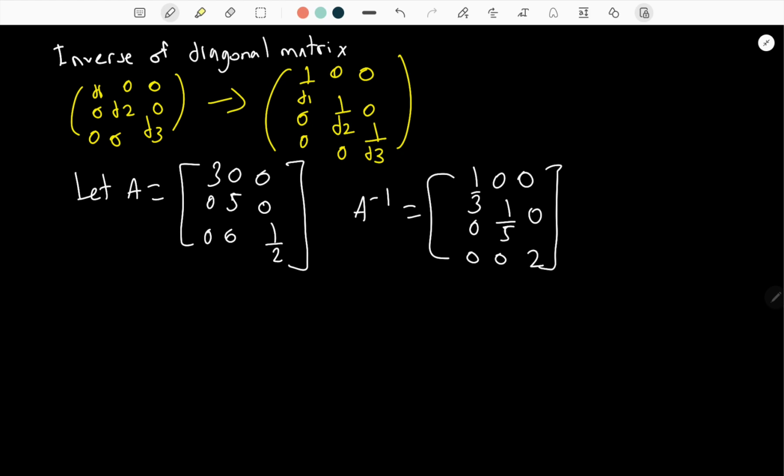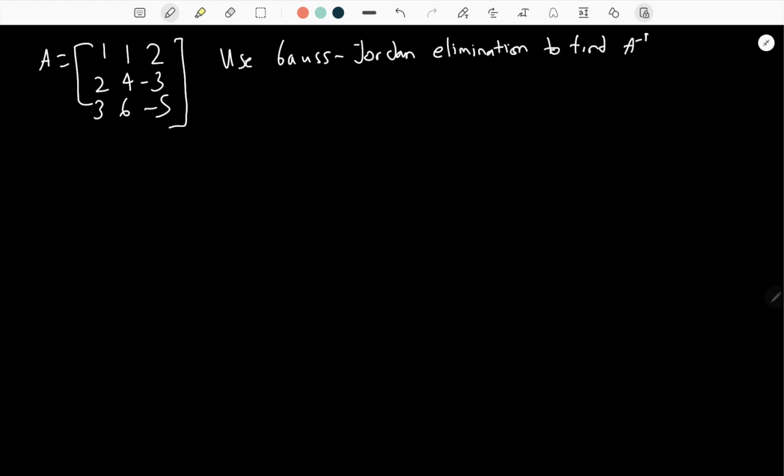So now let's look at how to find the inverse of a 3 by 3, which is very tricky. Here we have a 3 by 3 matrix, and we need to use Gauss-Jordan elimination to find A inverse. To find the inverse of a 3 by 3, you need to know how to find RREF. I did that in my last video, and I'll be doing it right now also. So let's get to it then.